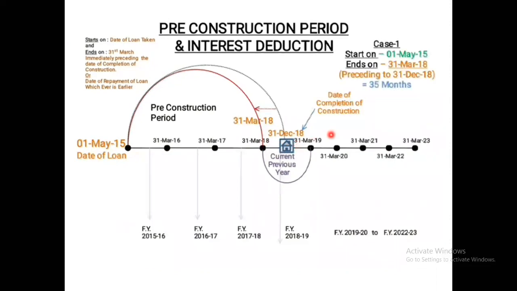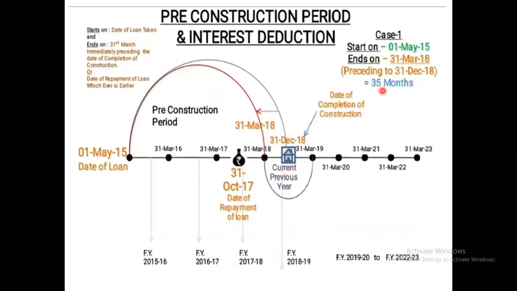Now you can see that in case 1, our start date is on 1st May 2015 and our end date is on 31st March 2018, which is immediately preceding 31st of December 2018, the date of completion of construction. So our pre-construction period ranges from 1st May 2015 to 31st March 2018, which is 35 months.